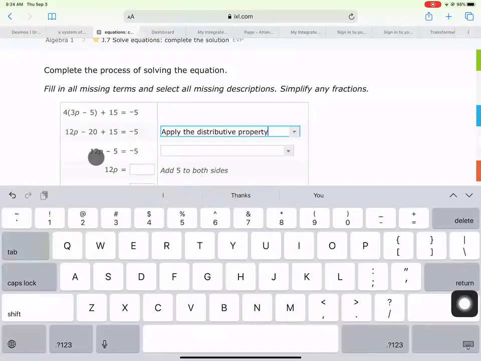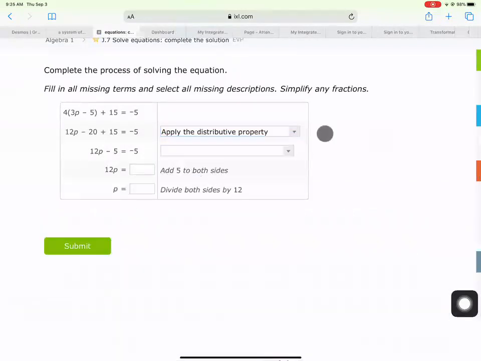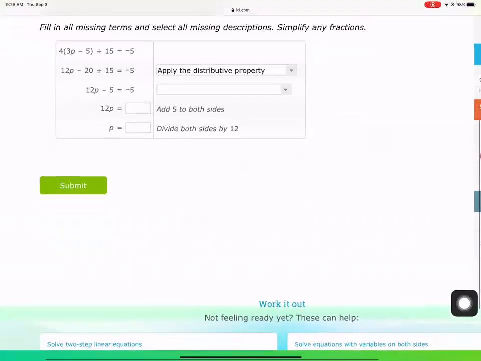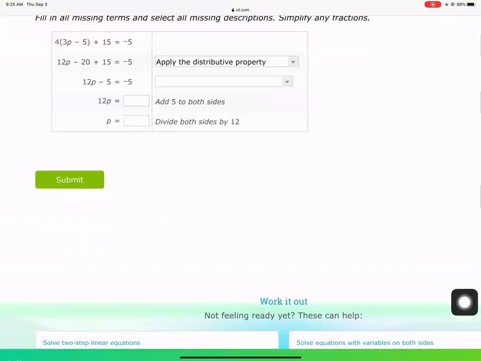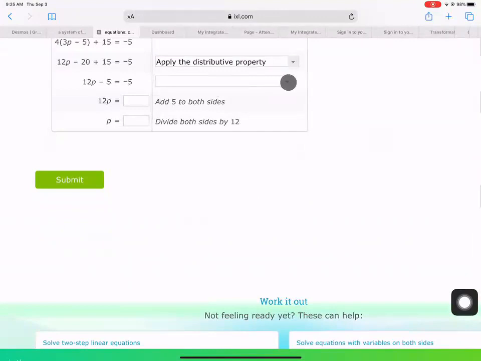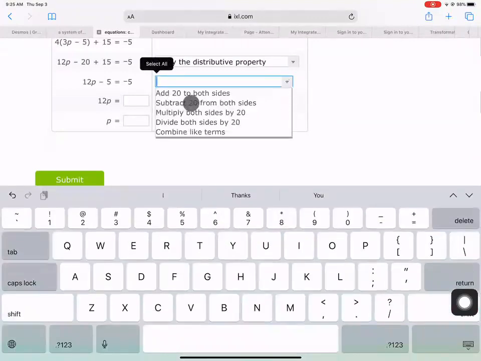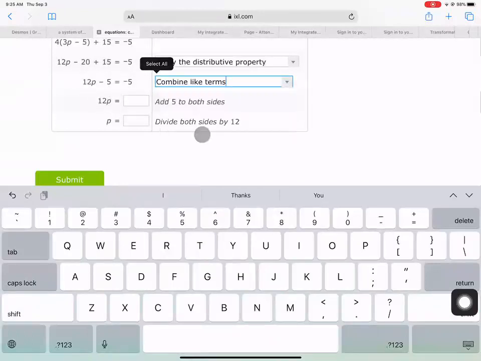How did I get from this line to this line? Well, I still have the -5. I still have the 12. They must have combined the -20 and the 15. -20 plus 15 is -5. That's correct. What did they do there? They combined like terms. So let's see. Did we add 20? Nope, we didn't add 20 to both sides. Did we subtract 20? Nope, we didn't multiply by 20 or divide. We combine like terms.